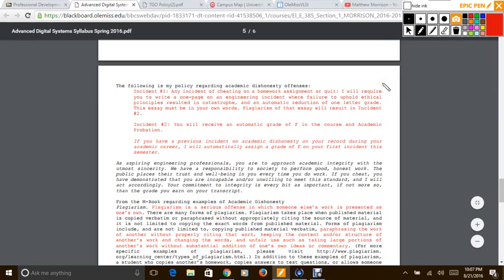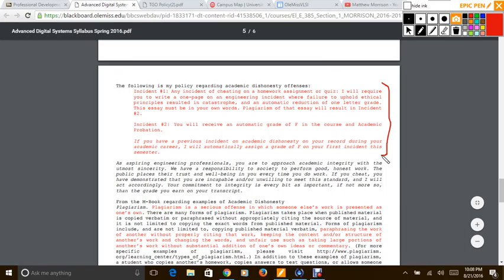Number eight, state my course policy regarding academic dishonesty offenses. So this is my course policy. Incident one, any incident of cheating on a homework assignment or quiz. I will require you to write a one-page article on an engineering incident where failure to uphold ethical principles resulted in catastrophe, and an automatic reduction of one letter grade. This essay must be in your own words. Plagiarism of that essay will result in incident two, which has happened.